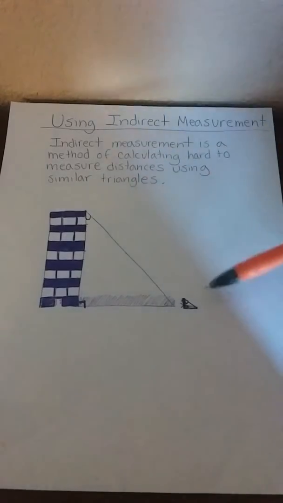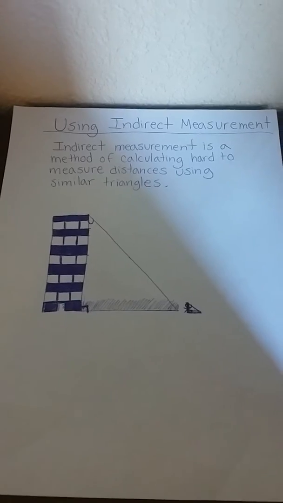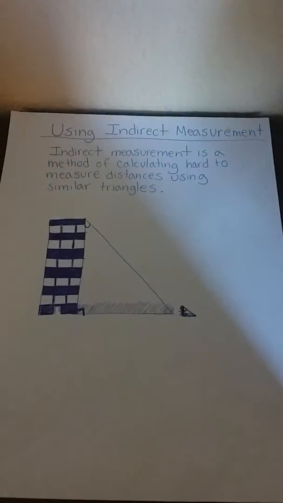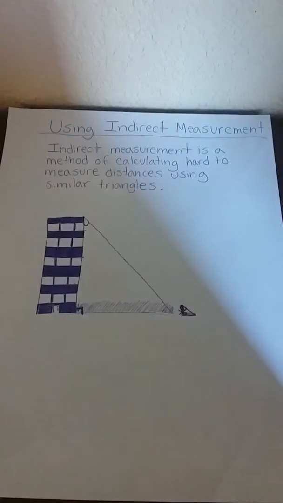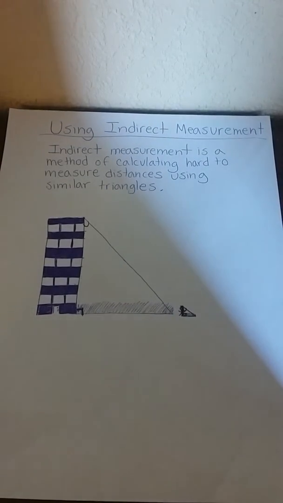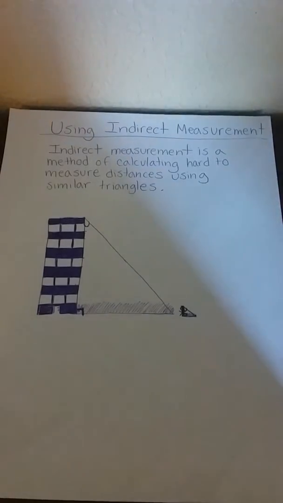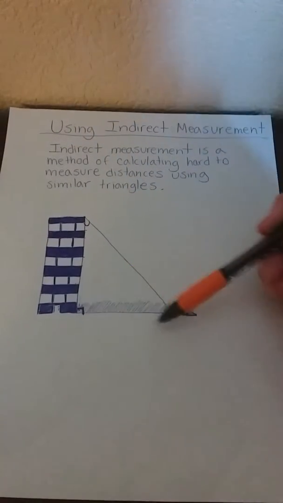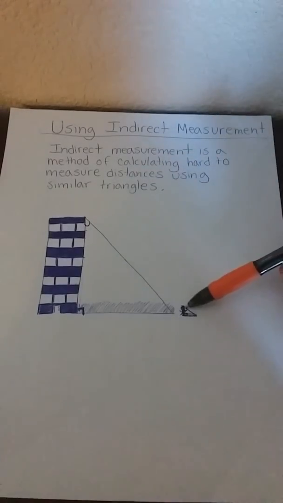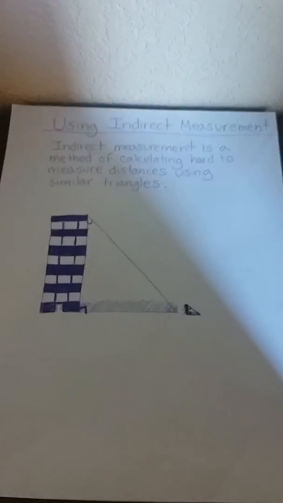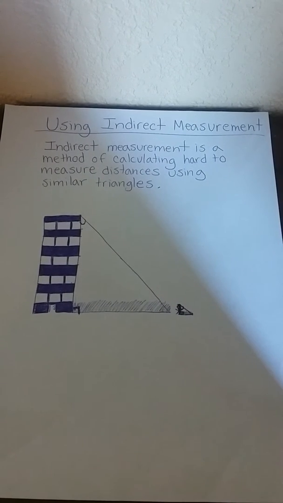Since the building and the person are relatively close to each other, the sun is shining at them at the same angle. So this angle here and this angle here is the same angle because they're both being shined on by the sun at the same angle. So since we have a right angle that's congruent to the other right angle and a top angle that's congruent to the other top angle, these two triangles are similar by the angle-angle similarity postulate.